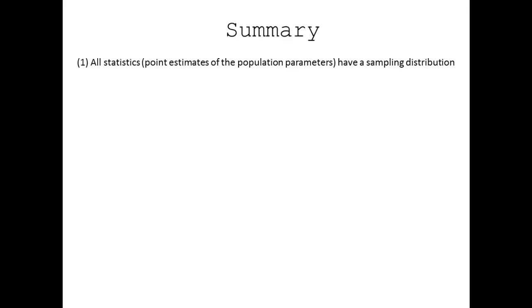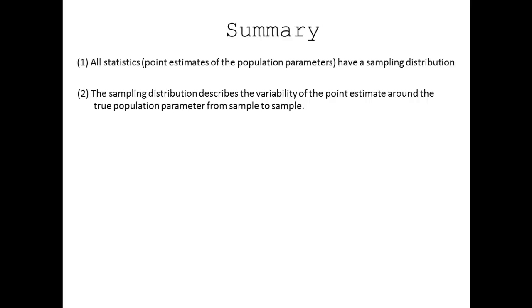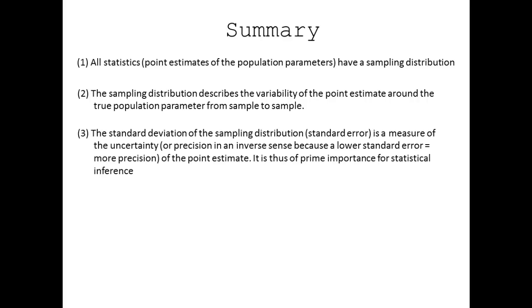So really the key messages are that all statistics, those being point estimates of the population parameters, have a sampling distribution. The sampling distribution describes the variability of the point estimate around the true population parameter from sample to sample. The standard deviation of the sampling distribution, or the standard error, is a measure of the uncertainty, or the precision in an inverse sense, because a lower standard error means more precision. So it's a measure of the precision or uncertainty of the point estimate. It's thus of prime importance for statistical inference.